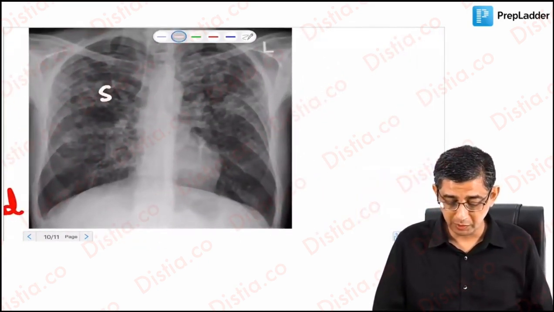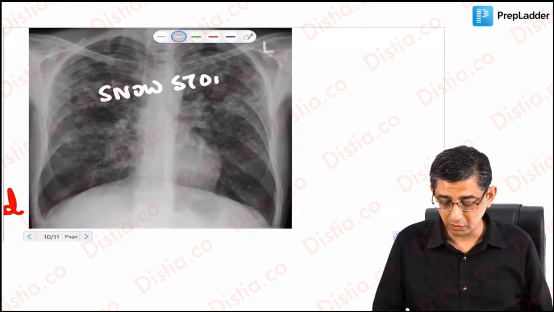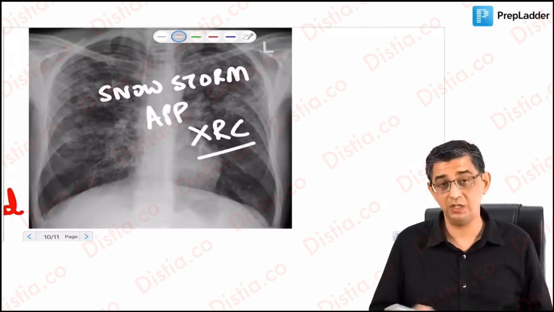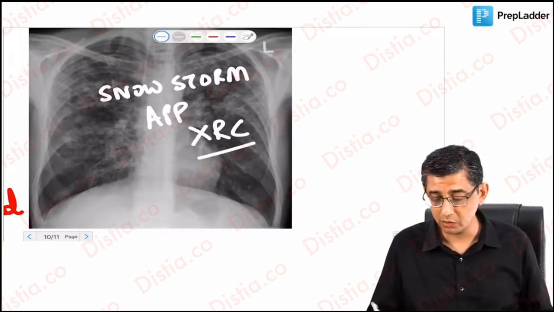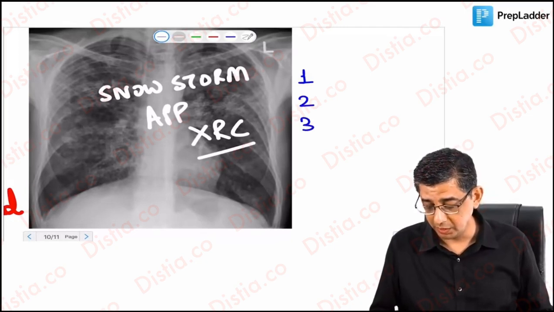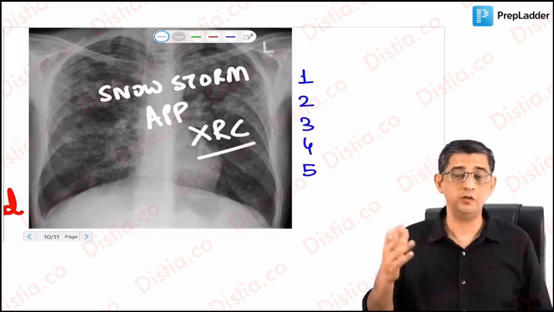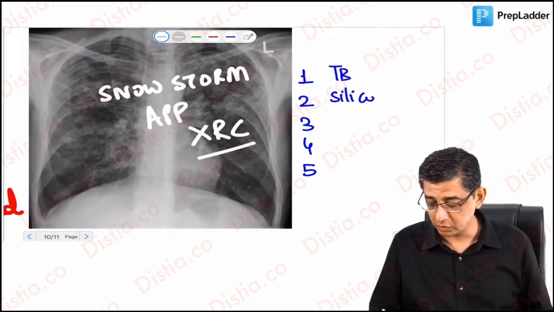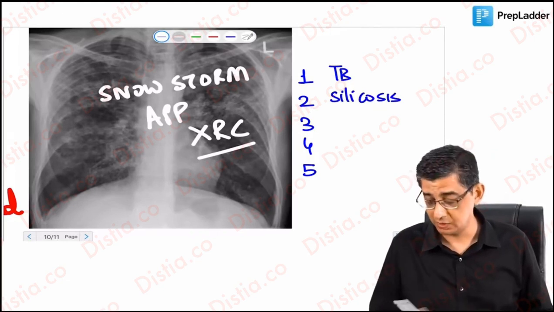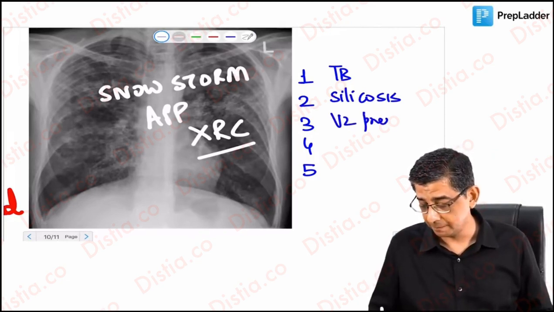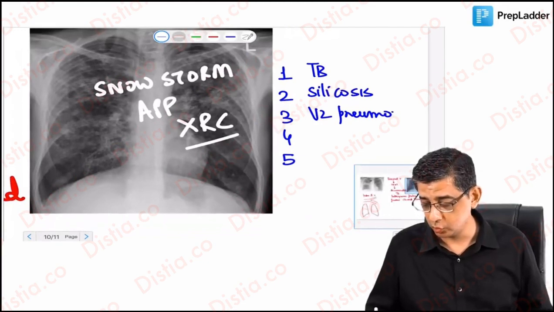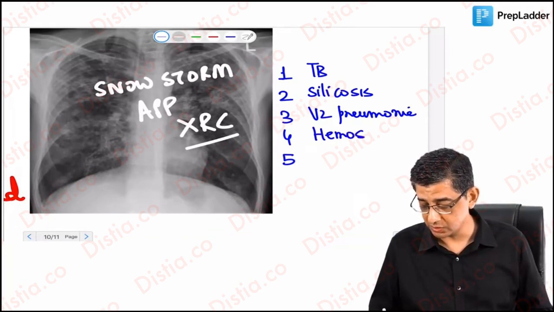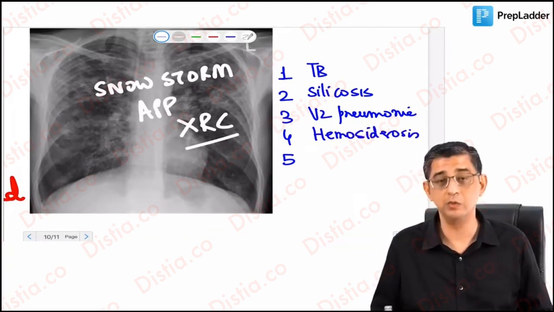In fact, from the exam perspective, they love to ask about the snowstorm appearance, not only in an entrance exam, but even if you are applying for junior residency, that is a non-academic post, lots of times a snowstorm appearance X-ray might be given to you, and they might ask, okay, tell me 5 differentials of snowstorm appearance. Obviously, tuberculosis is easy, but I want you to remember the commonest occupational lung disease in India, silicosis, then chickenpox pneumonia. Chickenpox per se in an older age group can contribute to this manifestation. Then pulmonary hemosiderosis. I'm not saying hemochromatosis, I'm saying pulmonary hemosiderosis.